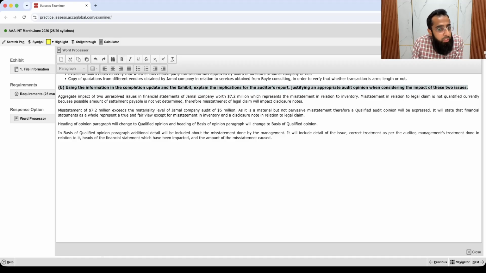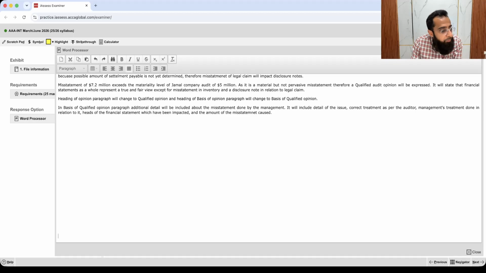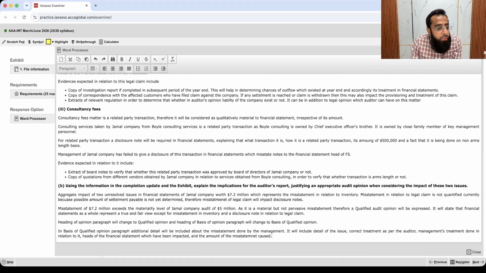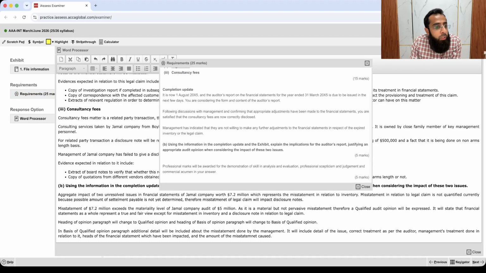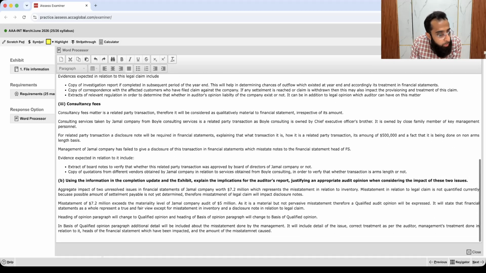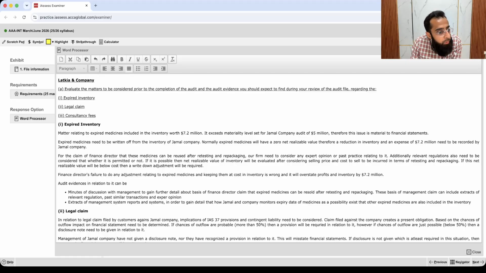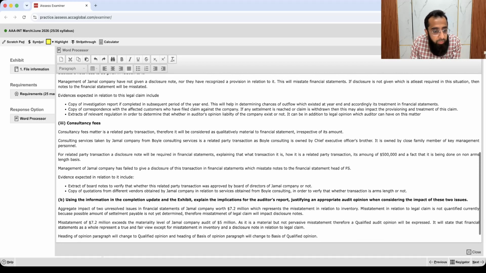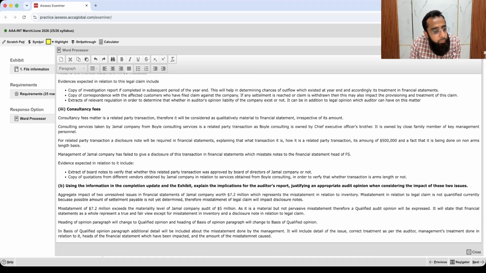So using the information in the completion update, explain the implications for the auditor report. Okay, so first you commented on aggregate impact. You commented what your opinion will be, what it will state, the heading and the detail in the basis of qualified opinion paragraph. Done. And with this question is done. See, it was that much simple. Like, I must say that this question was a very easy one. Matters to consider: audit evidences and the impact on the report. Expired inventory thing, very easy approach. Then legal claim, then consultancy piece, and about the auditor report. So I believe that this question on overall was an easy question.